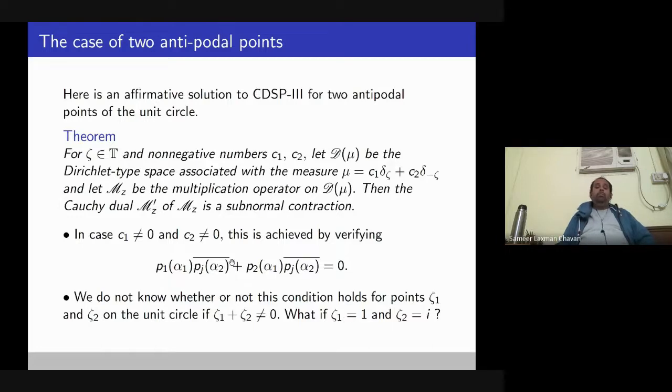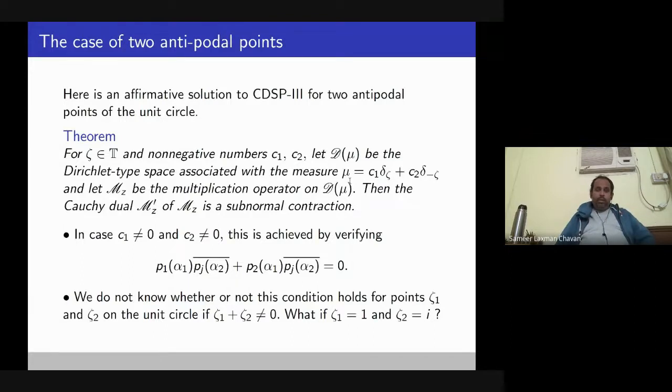And how to proceed? So the idea is that we'll analyze this D mu, because multiplication by z on D mu is a cyclic 2-isometry. And the first model theorem we stated says that you can model this D mu as some Dirichlet space.